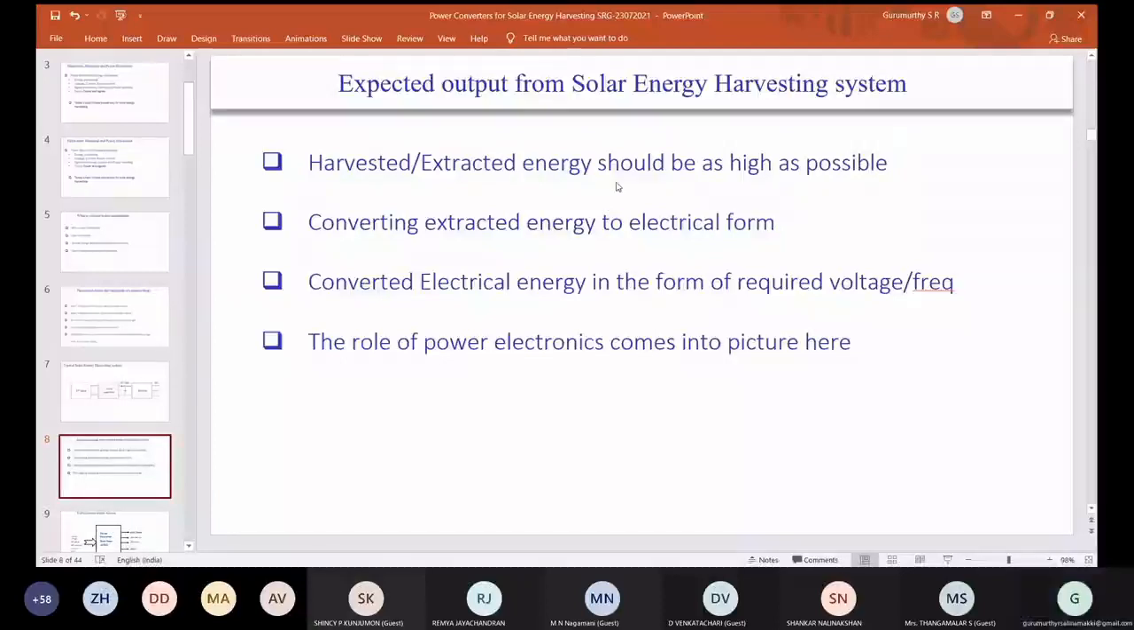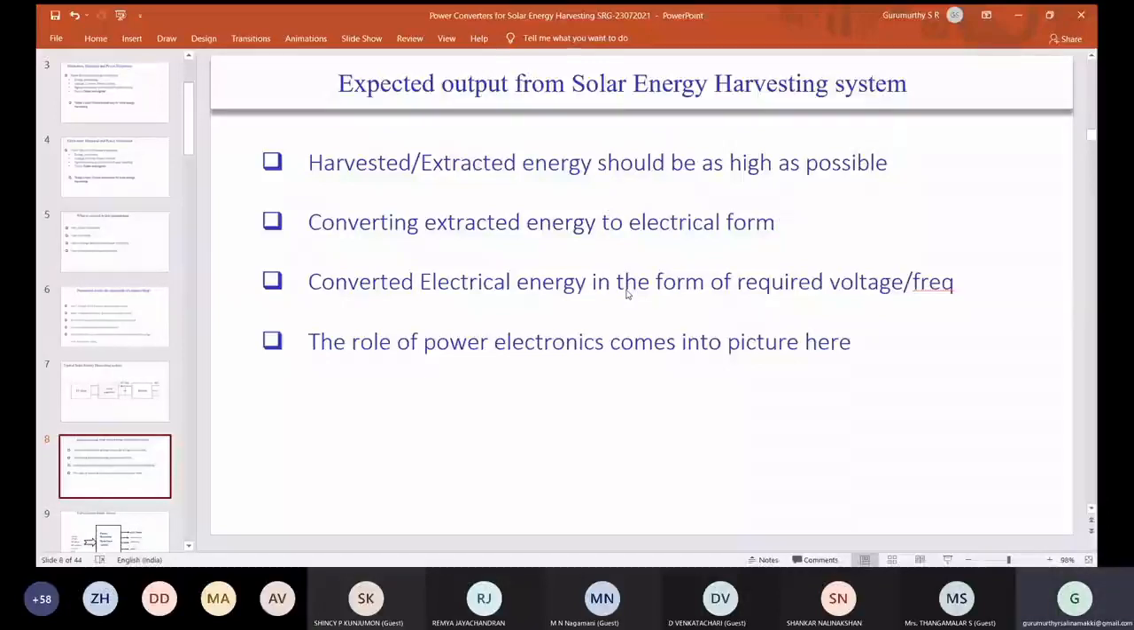So this is where the role of power electronics comes into the picture. Power electronics consists of some power semiconductor switches, some filter and energy storage components, L and C, which will enable us to convert the energy to the form that we require.